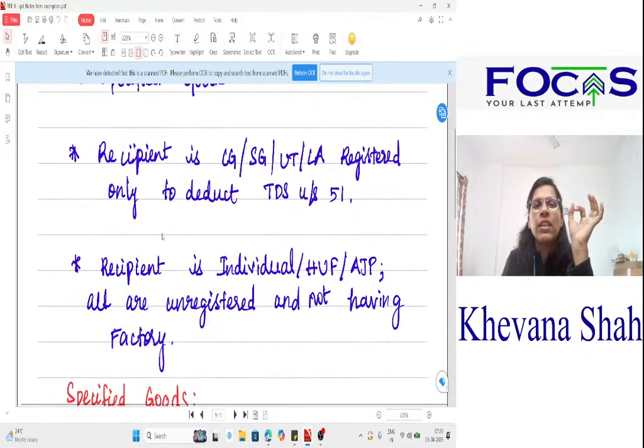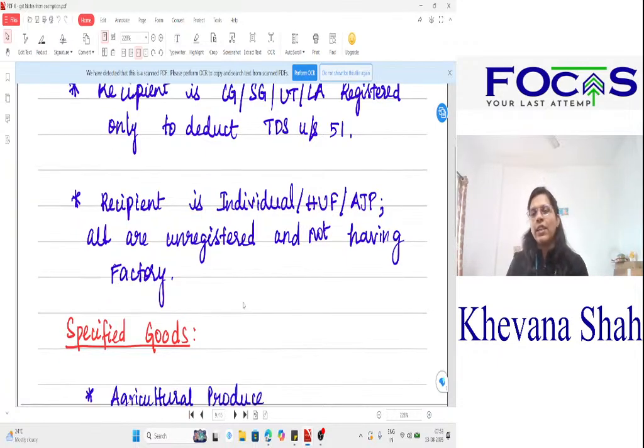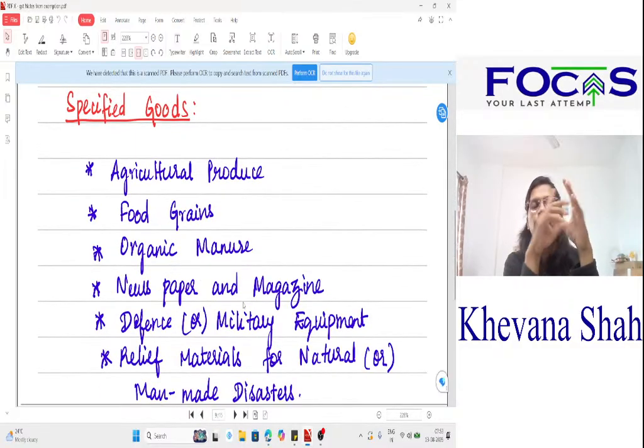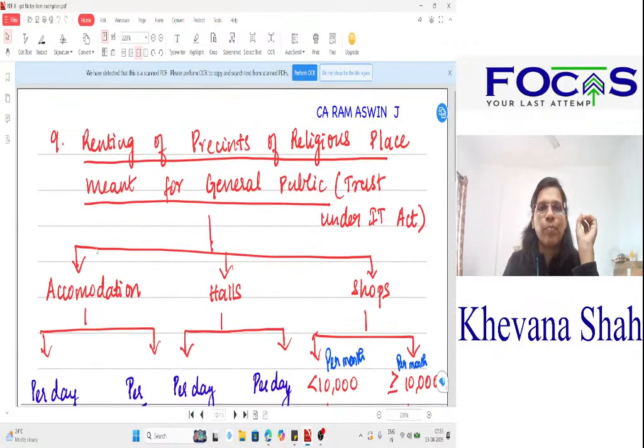And if GTA service is provided to an individual, HUF, artificial judicial person, all unregistered and not having any factory, then in that case also they will be exempted. Now let us see what the specified goods are. All your agricultural produce, your food grains, organic manure, then newspaper and magazine, defense or military equipment, relief materials for natural or man-made disasters, all this comes in your specified goods and they are specifically exempt.